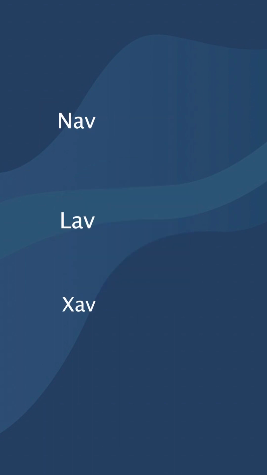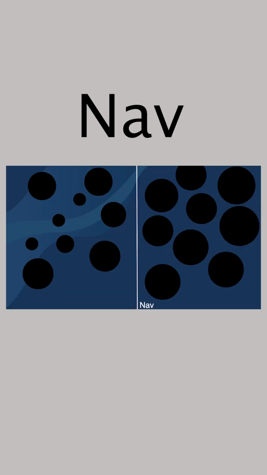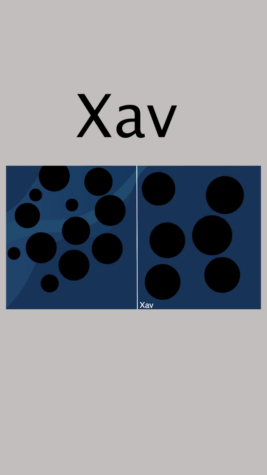Nav, Lav, and Xav are three ways of measuring the average particle size. Nav is the average particle size by number of total particles. It highlights smaller particles. Xav is the average particle size by volume, i.e., the diameter at which 50% of the volume is made up by particles that size or smaller.